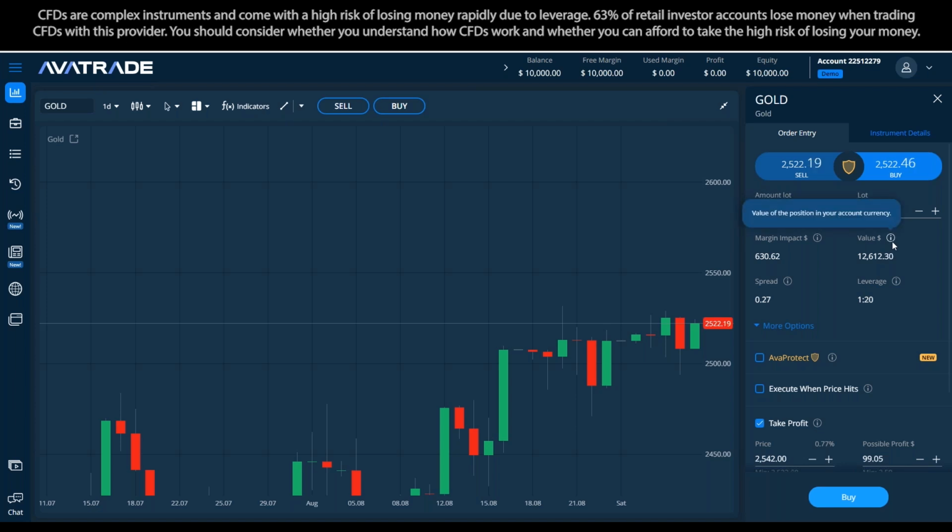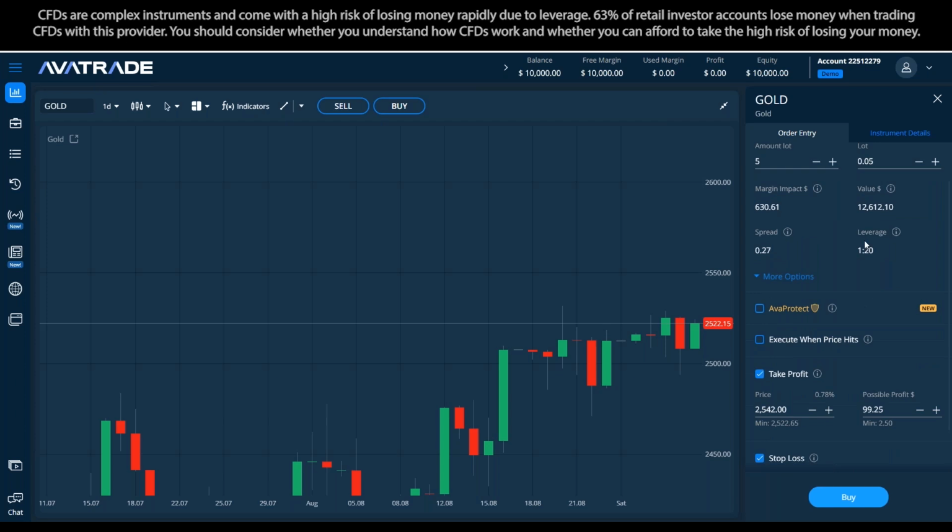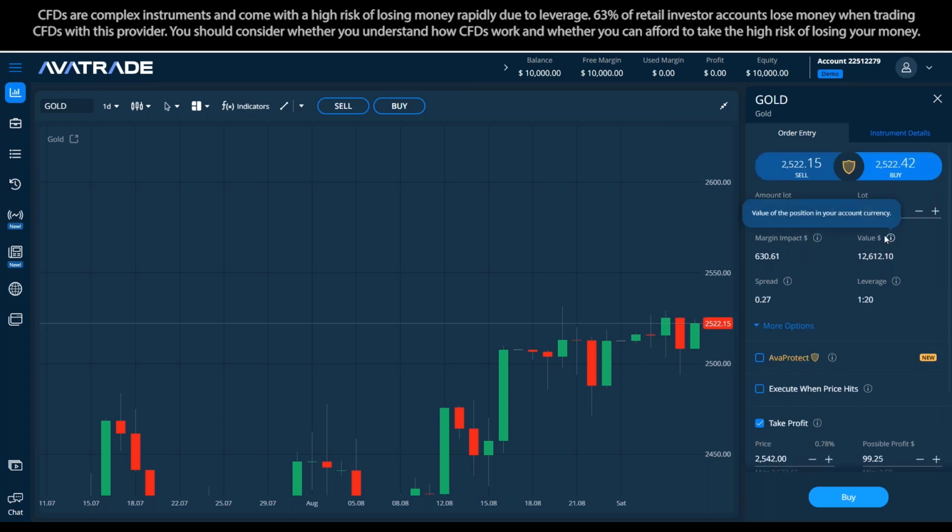The value for this position is 12,000. So without the leverage, I wouldn't be able to take the position in the first place. Okay, do we understand that? We only have 10,000 and this costs 12,000, 5 ounces. Why does it cost 12,000? Because one unit costs 2,500. So without the leverage, I wouldn't be able to take the position here, right? This one, without the leverage, I could take, right?